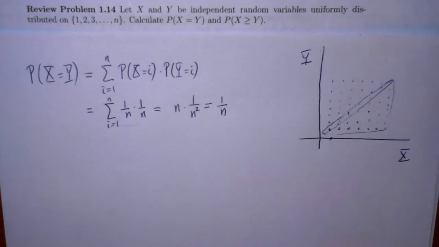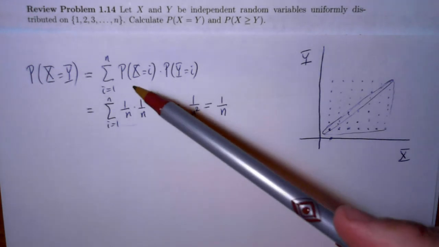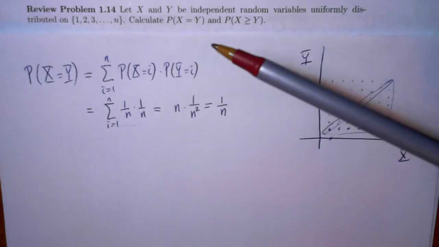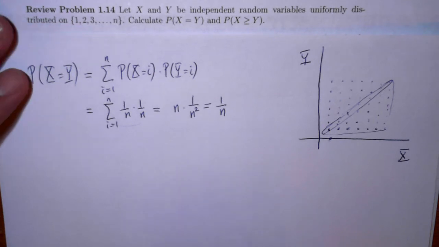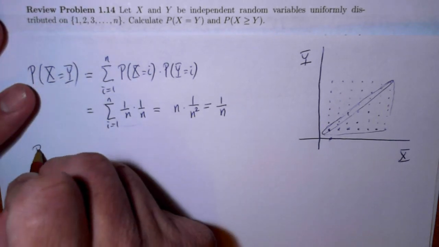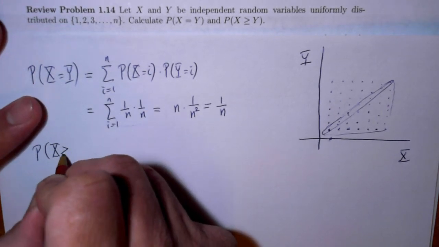And that kind of makes sense if we think about it this way: x can be any number, then y has to match it. The chance that y matches it is going to be 1 over n. Okay, now for the more complicated problem, x is greater than or equal to y.